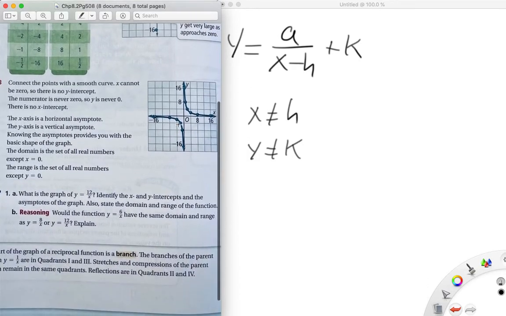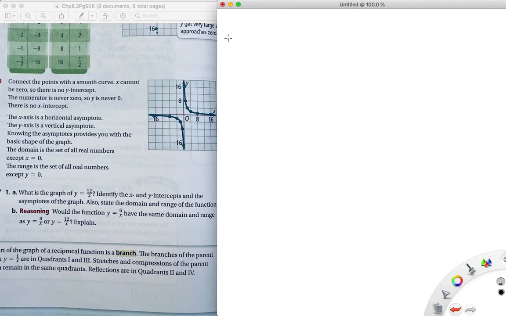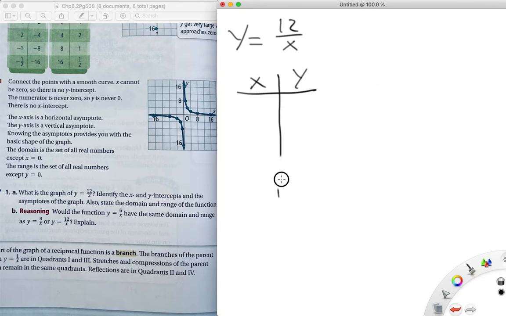All right, so down here they ask us to graph this function y equals 12 over x. So we're going to do it for two scenarios. What happens when x is a positive number, and what happens when x is a negative number. So we're going to have two cases. Actually, I'll do it like this.